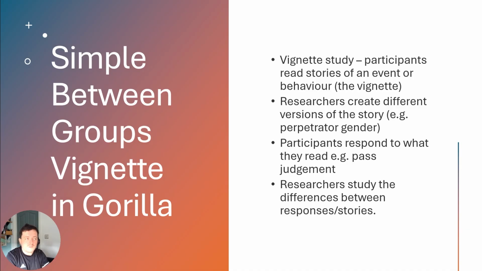And the reason why researchers use vignette studies is so that they can explore how people's attitudes and opinions affect the way that they may make things like judgments or react to certain sorts of information. So they're very, very broad and very, very useful in this context.